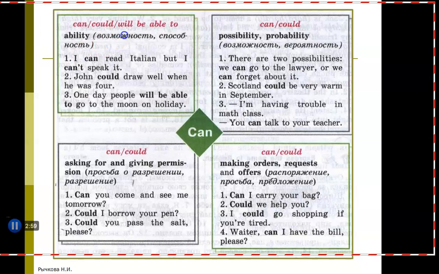I can read, but I can't speak it. John could draw well when he was 4. One day, people were able to go to the wood on holiday.